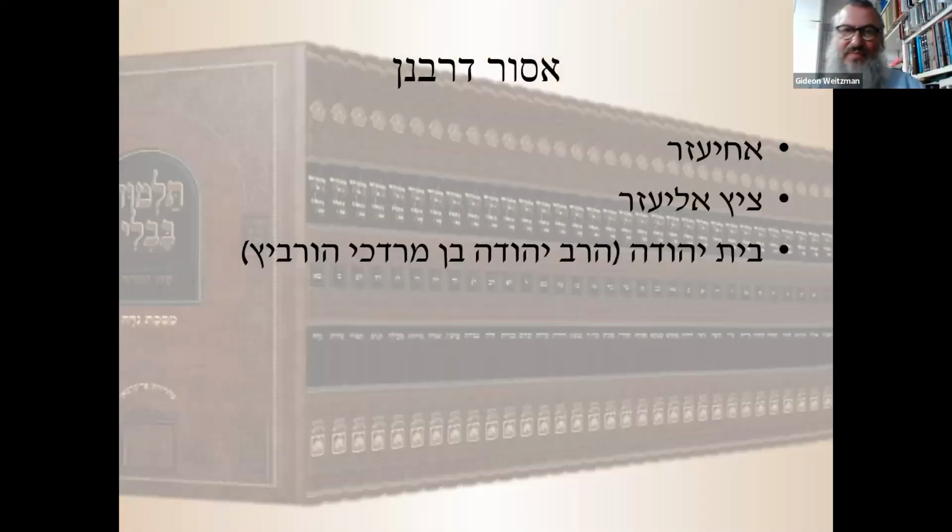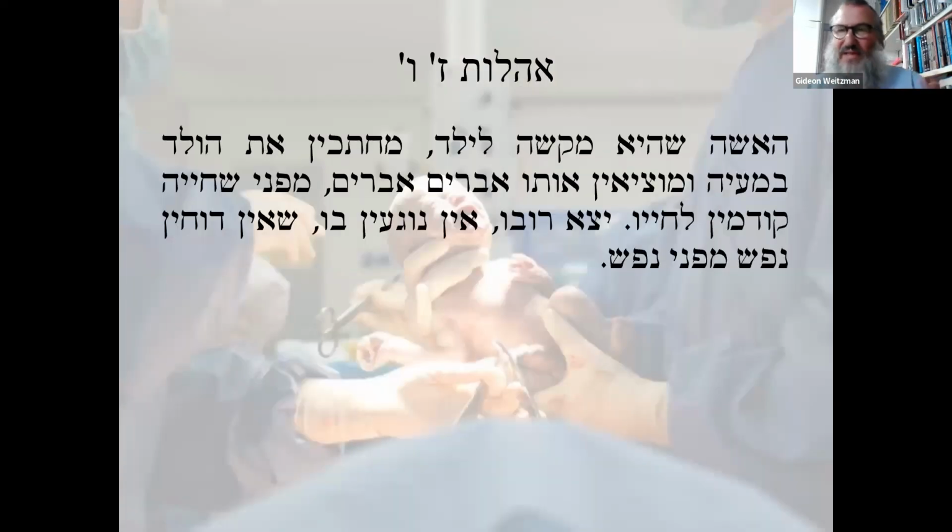That's the isur d'oraita. Some say it's isur d'rabbanan. We saw Achiezer says like that, Eliezer maybe says like that, and the Beit Yehuda also says like that, that it's isur d'rabbanan. Well, how can you get this isur d'rabbanan? Where does it come from?